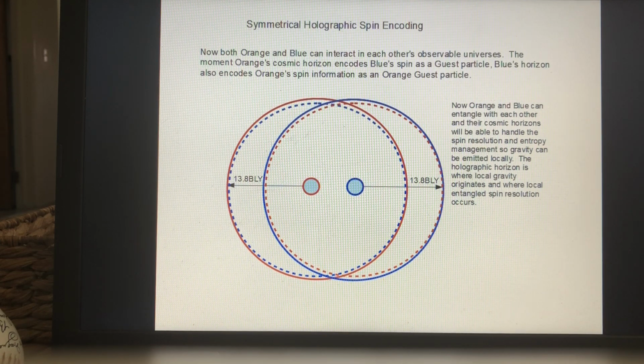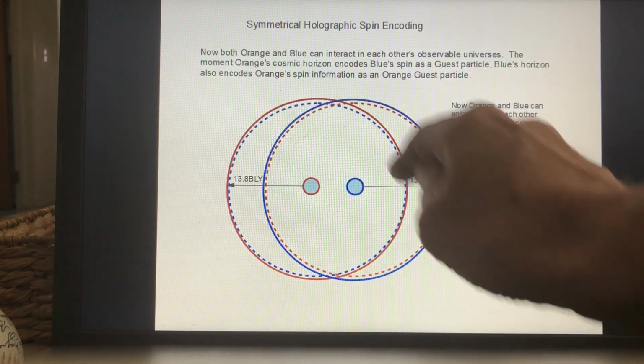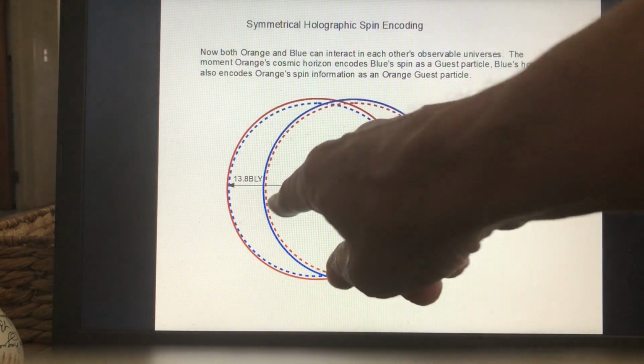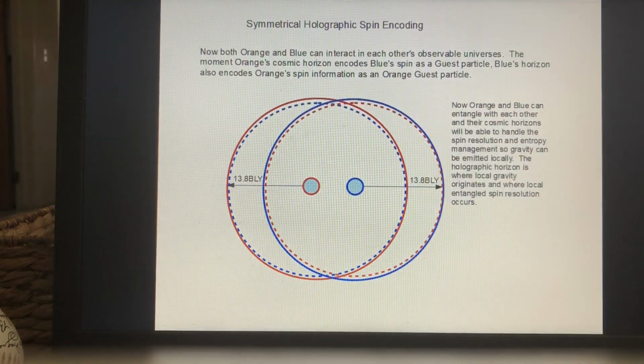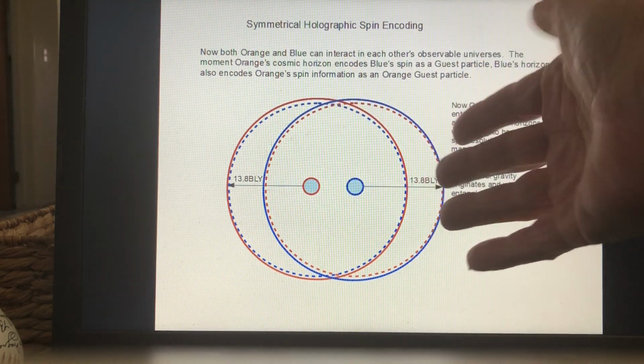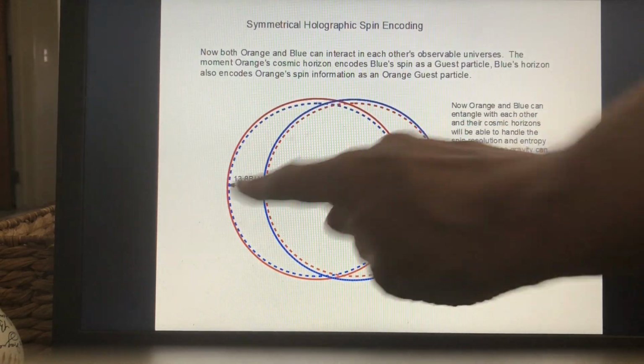So now orange and blue can both interact in each other's observable universes. And we talked earlier about the moment that orange's cosmic horizon encodes blue's spin as a guest particle. Blue's horizon also encodes orange's spin information as an orange guest particle. And now orange can go around in blue space, and blue can go around in orange's space, because remember, the cosmic horizon follows the particle wherever it goes. Basically, wherever you're moving in other people's cosmic horizon space that they've created, and then in your own, you can't get closer or further away from your own cosmic horizon.